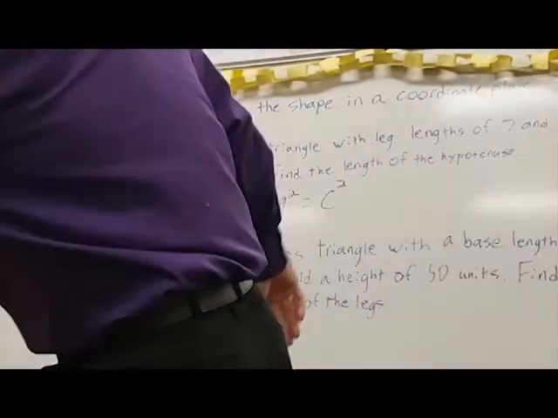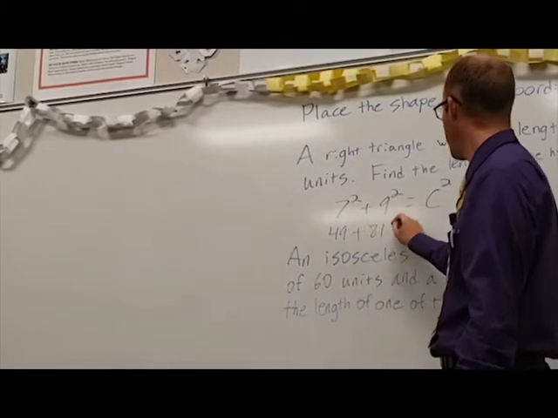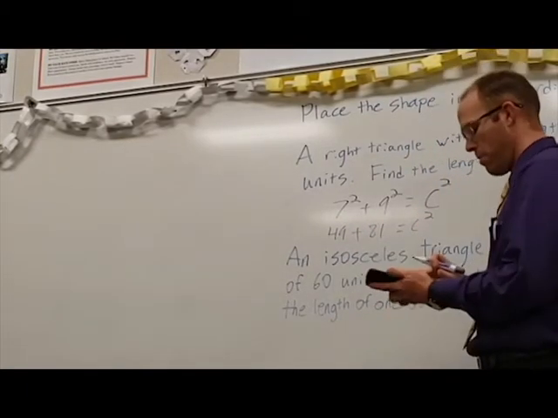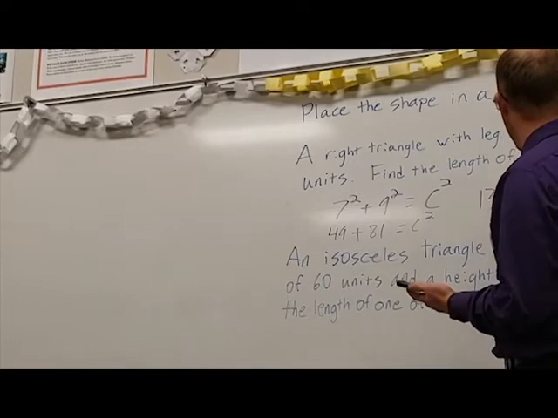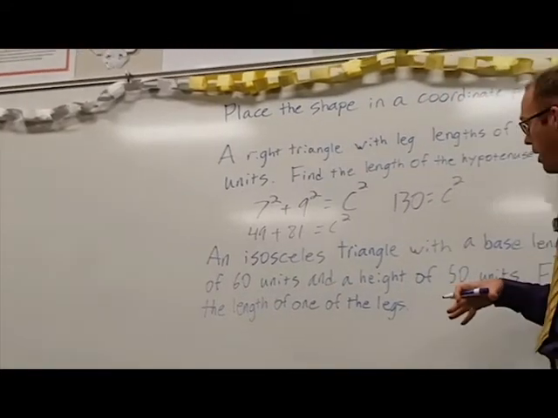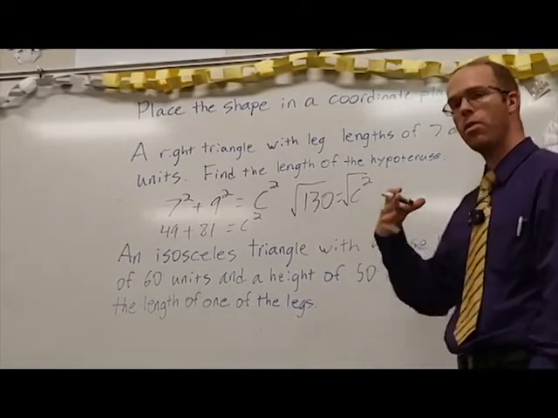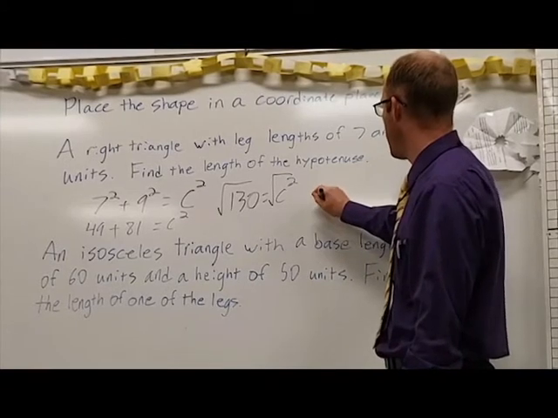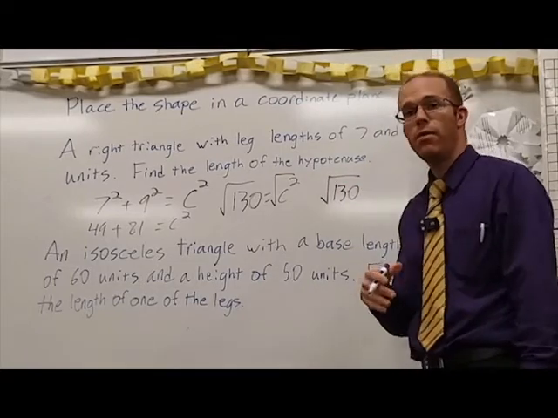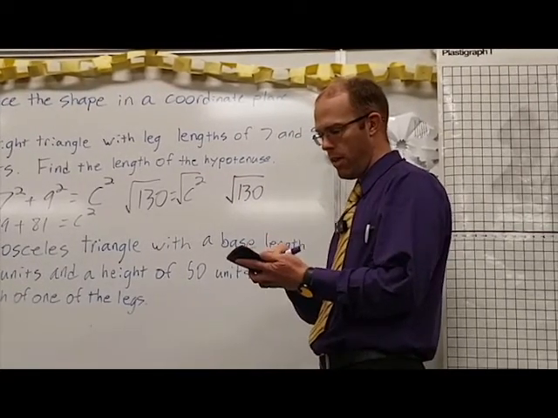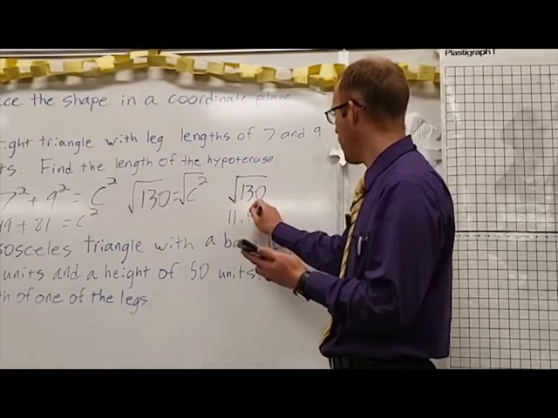7 squared is 49 plus 81, and that equals c squared. 49 plus 81 gives us 130. And we need to eliminate this square, so we're going to do that by taking the square root of both sides. Now, the square root of 130 is not a nice number, so we've got two options. Option number one, if we want the exact solution, we leave it as the square root of 130. If we want a decimal approximation, we're going to plug that into the calculator, so we get the square root of 130, and that equals approximately 11.4 units.